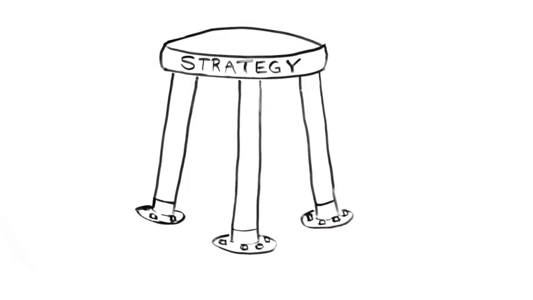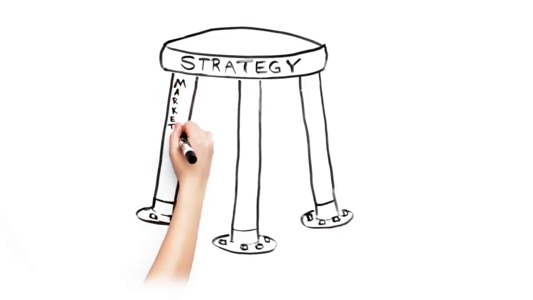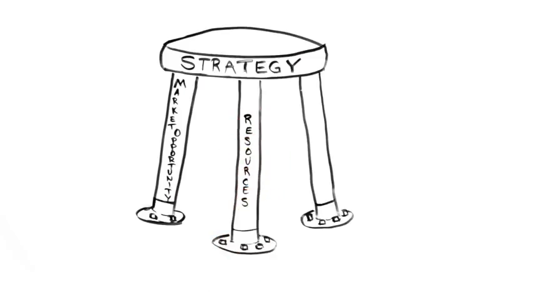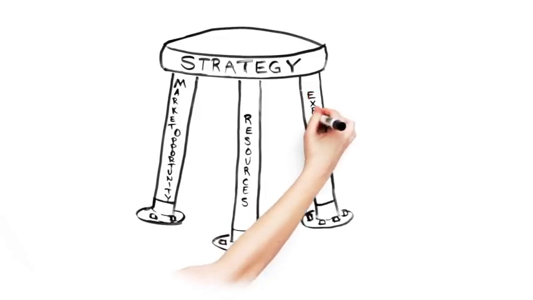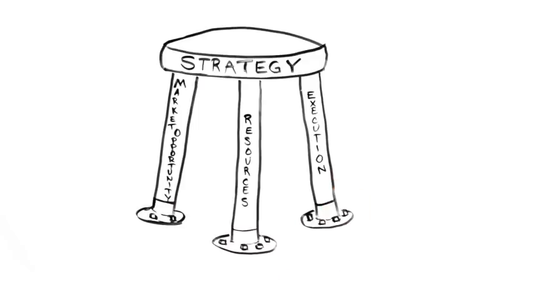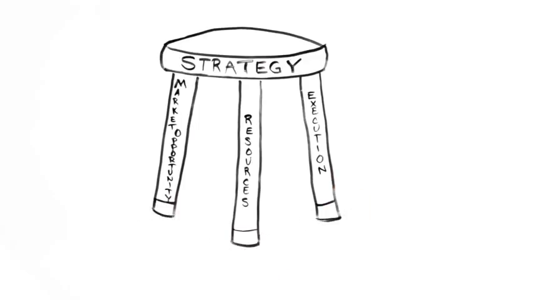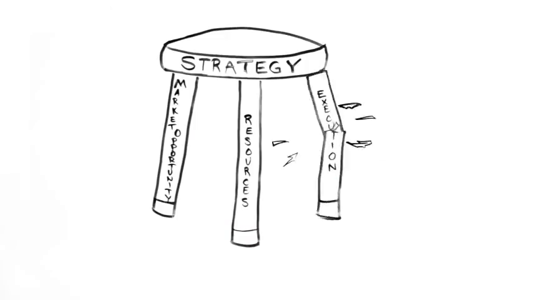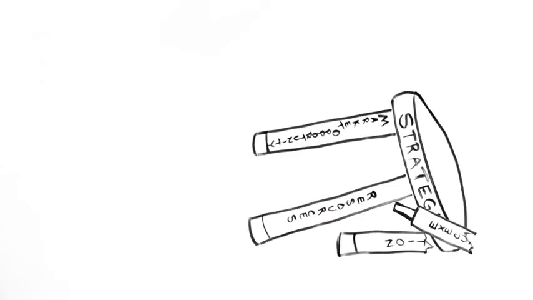A successful strategy requires first, an attractive market opportunity. Second, the resources and capabilities required to serve the needs and desires of that market better than competitors can. And third, a well-coordinated implementation or execution that aligns the people and the organization with the strategy that you've formulated. If even one of those three legs is missing, then the stool will fall over and the company may fail.